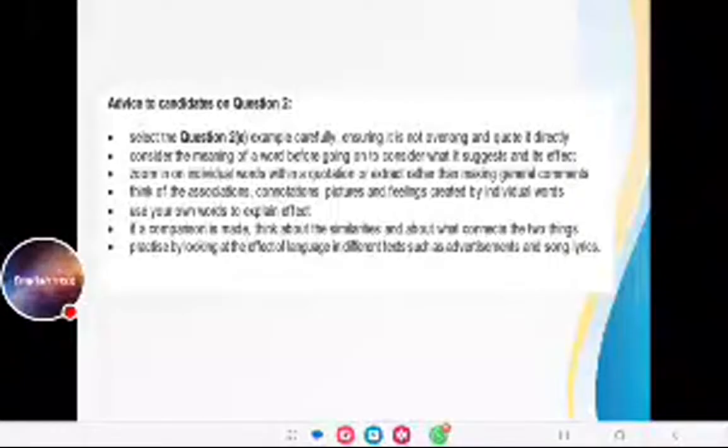Use your own words to explain the effect. That means the example is a copy, whereas the explanation is in your own words. Do not copy words from the example in your explanation.